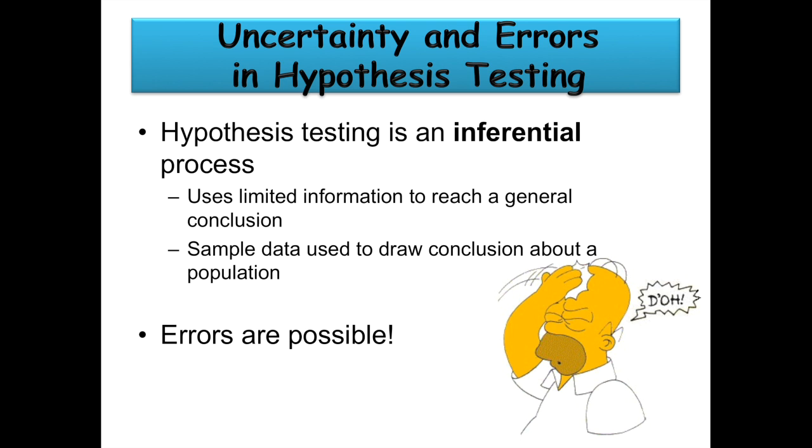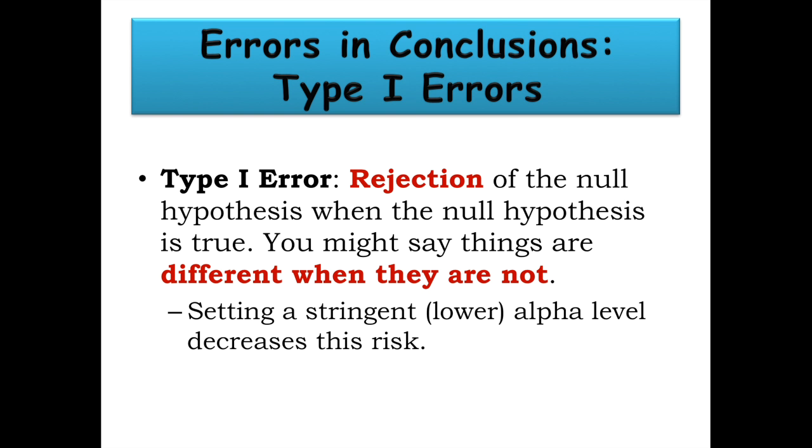Okay, so uncertainty and errors. Hypothesis testing, again, is an inferential process. Because it's inferential, we aren't dealing with the entire population data, so errors are possible. Its uses are also limited to the information available to reach a general conclusion, so sometimes it's not going to be able to be inferred to a bigger population. So let's talk about errors: type 1 error and type 2 error.